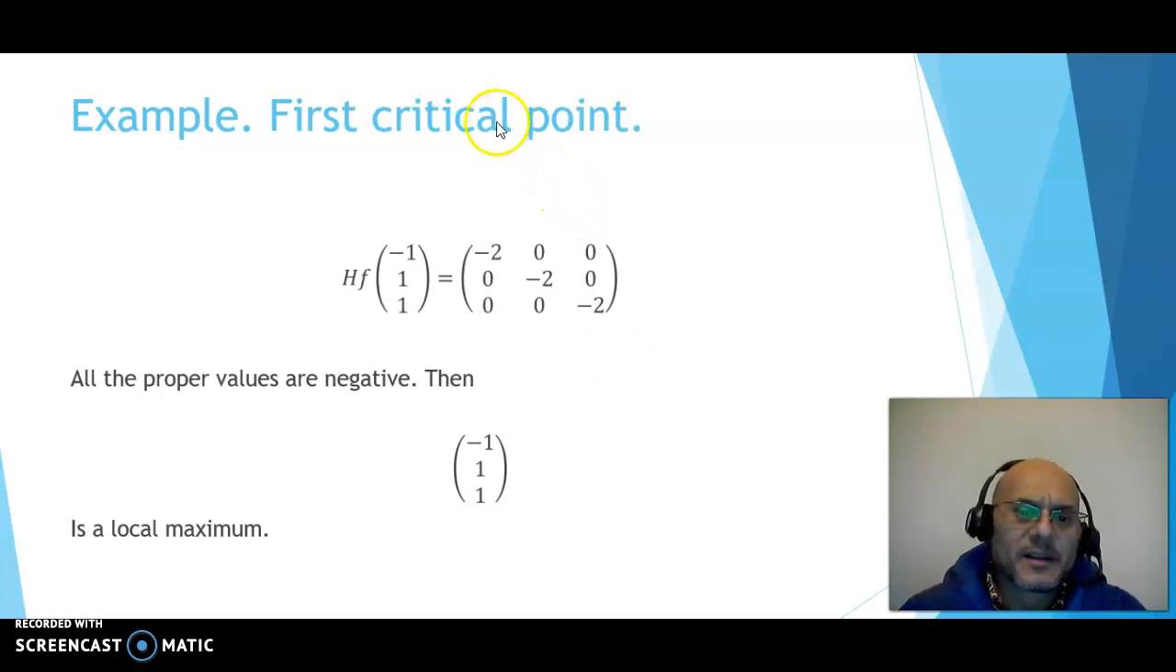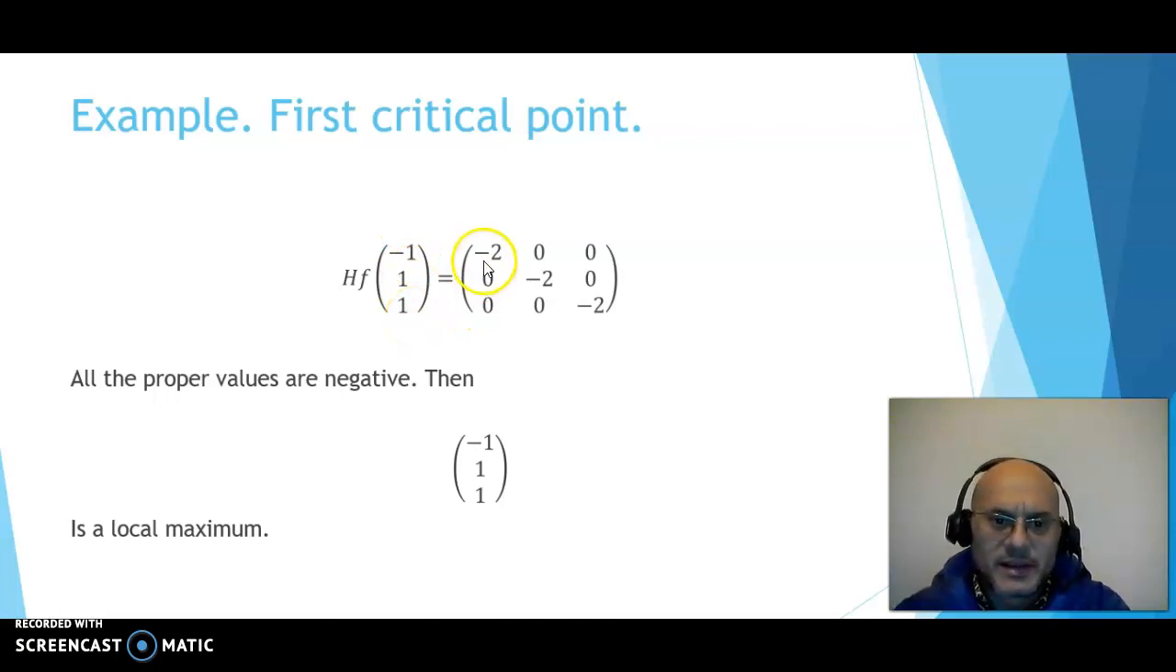And now the first critical point that we found, (-1, 1, 1), we compute the Hessian matrix there. We only have to evaluate, and we get this matrix. It's a diagonal, and all its proper values are negative. All of them. Then this point is a local maximum. This matrix is negative definite. This is a critical point. The Hessian matrix is negative definite. Then we have a maximum.